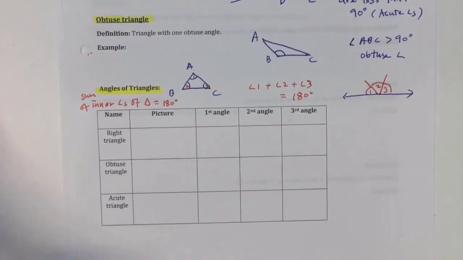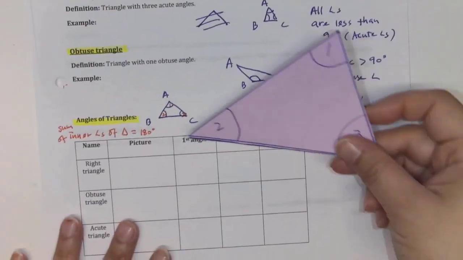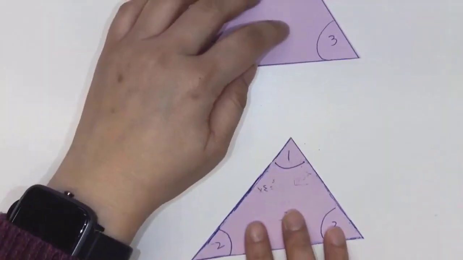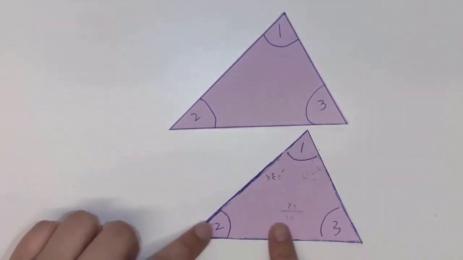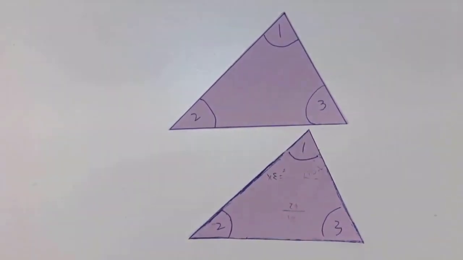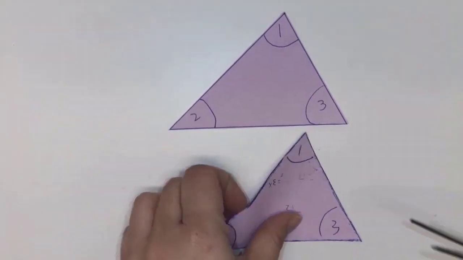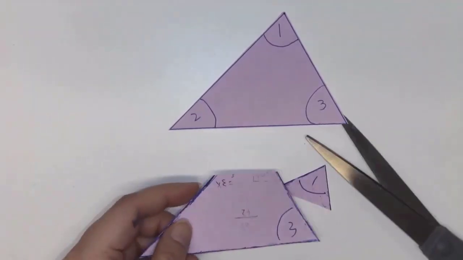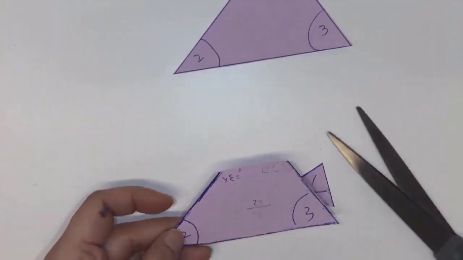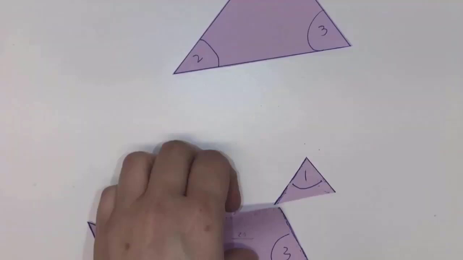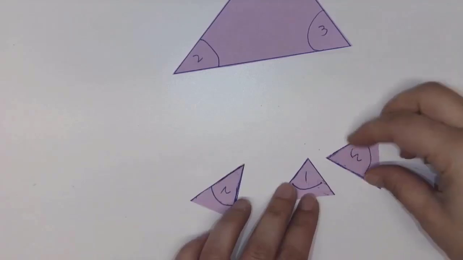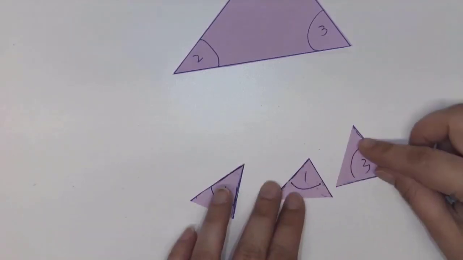Okay, that's my triangle. So I cut out a triangle here. It has angles 1, 2 and 3, right? I have the same one, looks messier here, but they are the exact same triangle, right? So we want to prove that the 3 angles should add up to 180 degrees. So I'm going to cut out my angle 1. I'm going to cut out my angle 2. And I'm going to cut out my angle 3. So these 3 together should form a straight line, right?